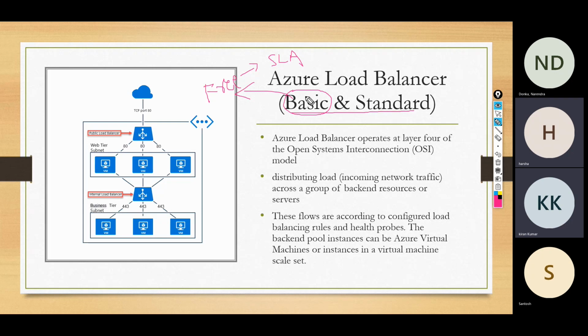So generally for testing and development purposes we can use the basic load balancer, but for production it is recommended to use the standard, because of the SLA they provide. That means we have to pay money. It's a paid version, and the basic is a free version, like that you can think. Coming to the basic load balancer, there is no SLA because it's a free tier. Standard is a paid version.